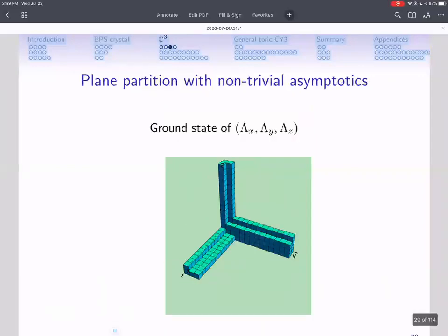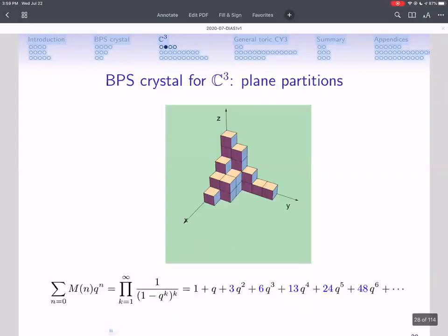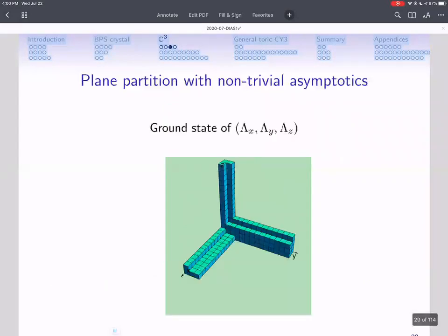So we're not going to use it today, but in general, what I showed earlier is just the plane partition in the vacuum module, meaning that you start from the empty room and then stack boxes. But we can also study the ground state of a non-trivial module. A non-trivial module is labeled by 3 Young diagrams as the asymptotic direction of these 3 directions.